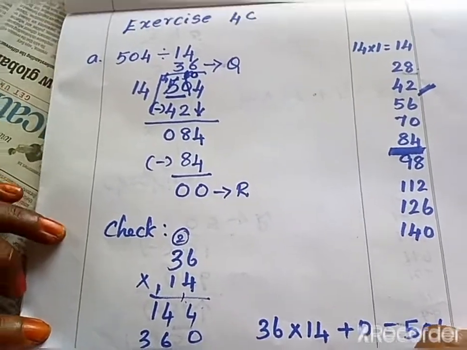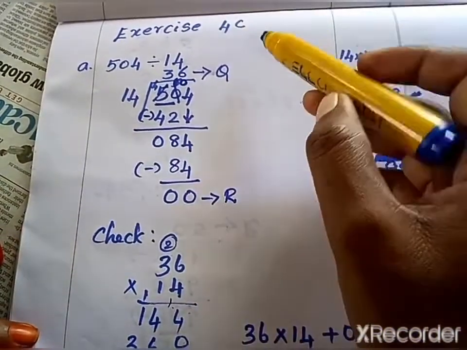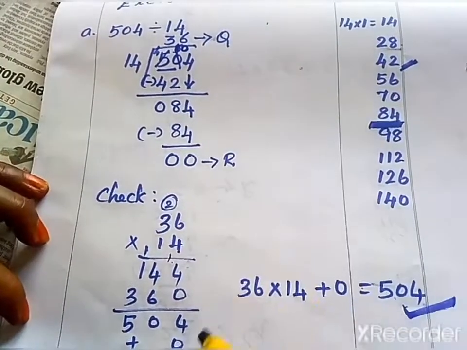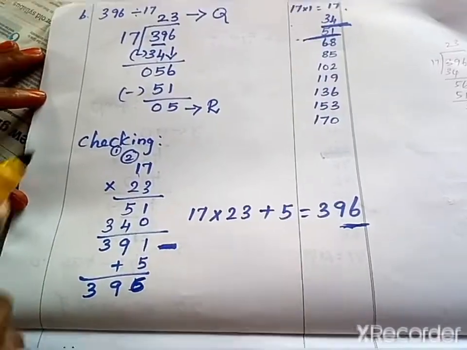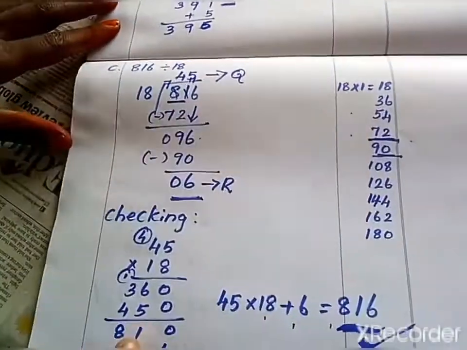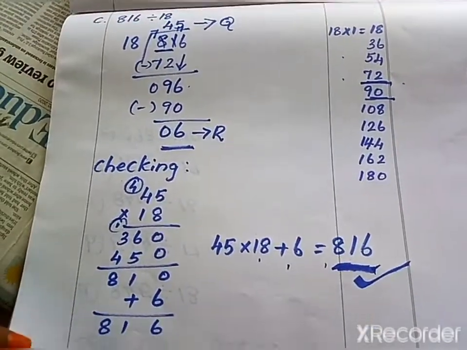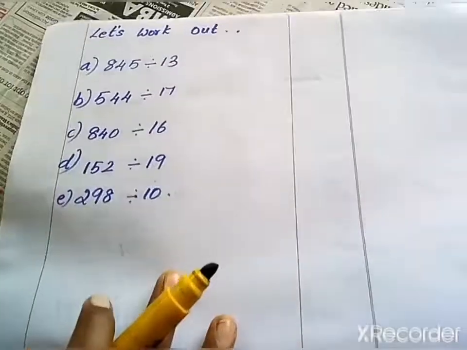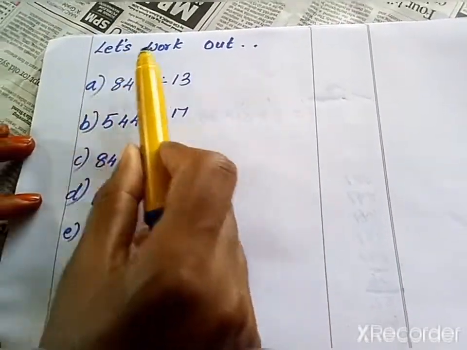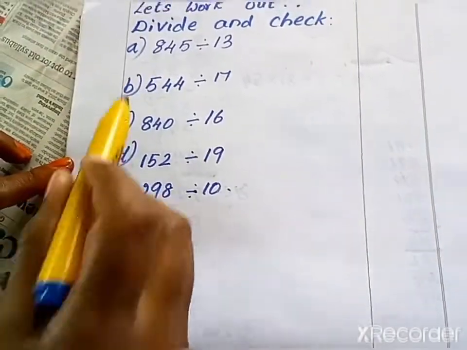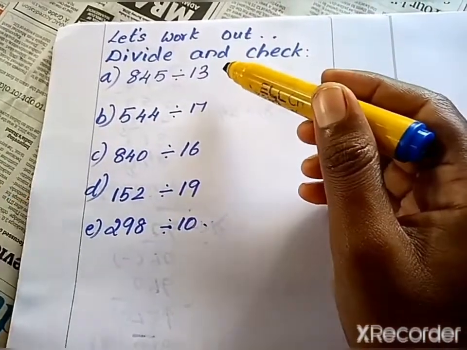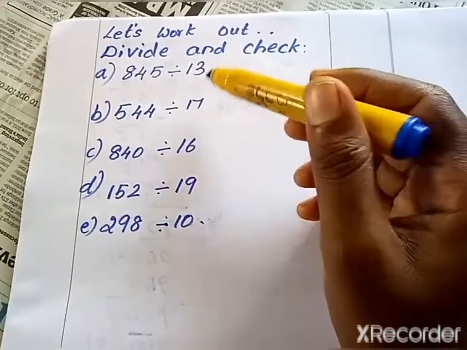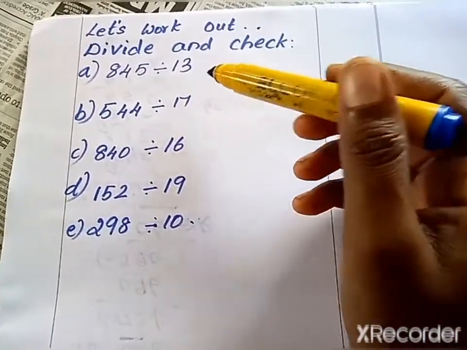So now all these 3 problems you have to copy down into your classwork. A, B and then C. So you have to copy all these things in your classwork. So next, this is for your homework. Let's work out. So divide and check. So you have to do all these sums in your classwork. Divide this and then do your checking also.